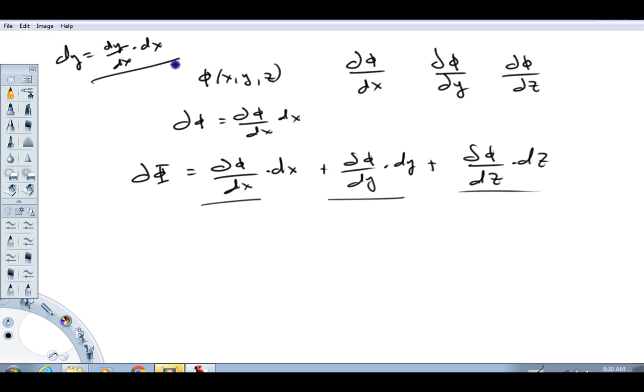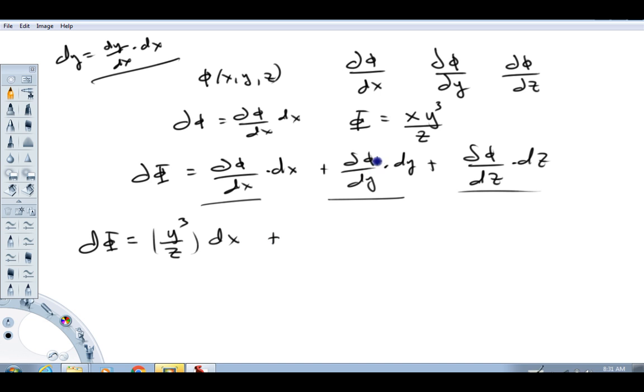So I'm going to go ahead and calculate a numerical example here. Let's suppose that phi is equal to xy cubed over z. There's a function of three variables. Then the differential of phi is going to equal dφ/dx. What you do now is you hold everything constant except x. So you treat this like a constant. X is the variable. So if we differentiate that with respect to x, we get y cubed over z, and then we multiply by dx. This is now a differential with respect to x.